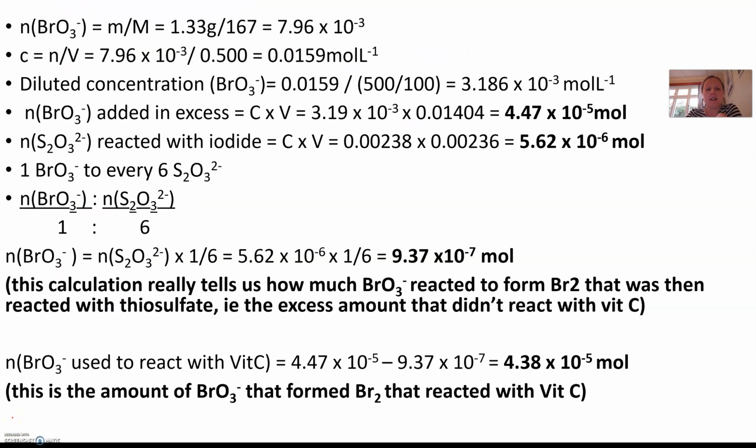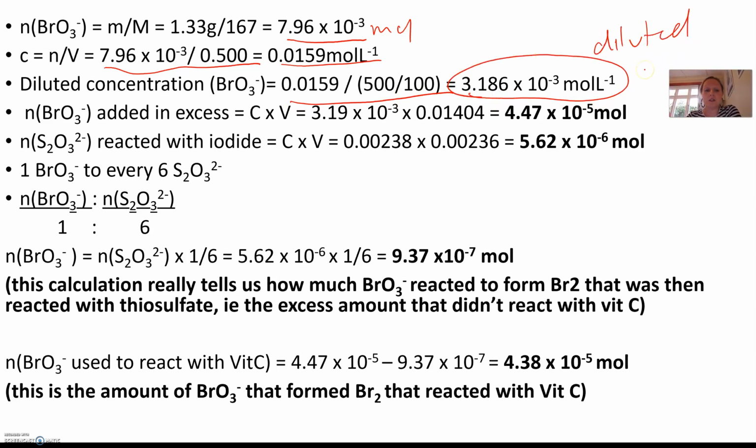So they gave us the mass of bromate that they added. So mass divided by molar mass, that gives you the number of moles. And then we can work out the concentration by doing n divided by V. It was 500 mLs, okay? Now, be mindful that it was then diluted 100 mLs into 500 mLs, so by a factor of 5. So I'm going to divide that concentration by 5, and that's my diluted concentration of bromate that was used in the question. A lot of kids forgot that step in the exam, and so they lost marks.